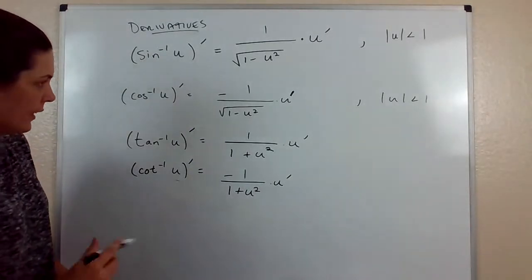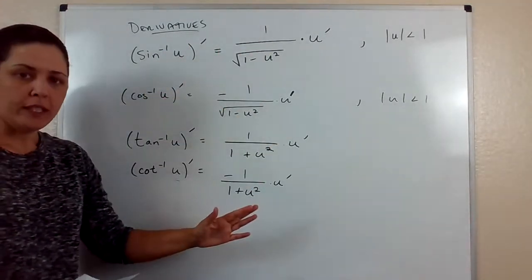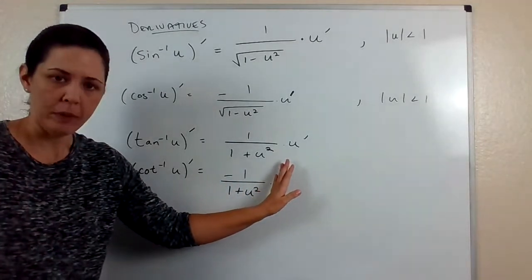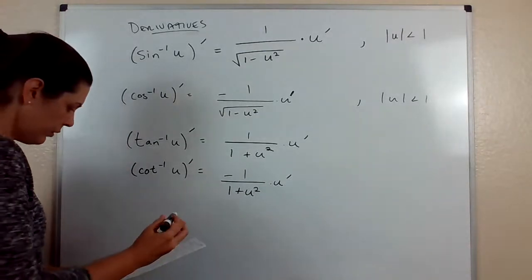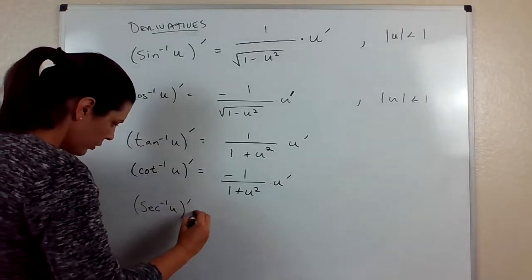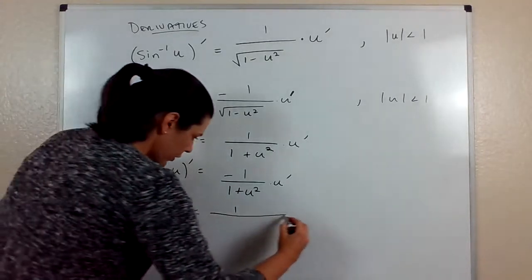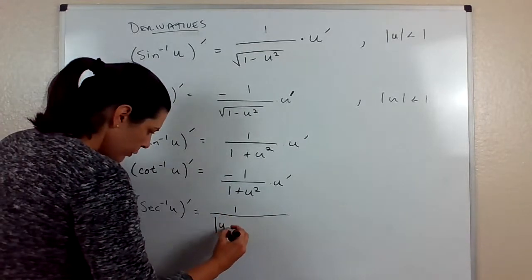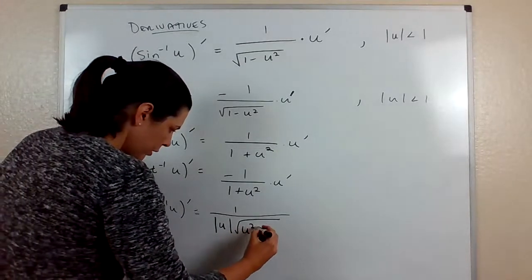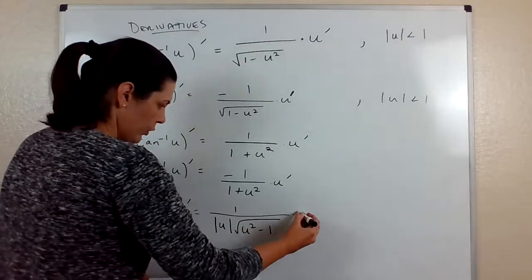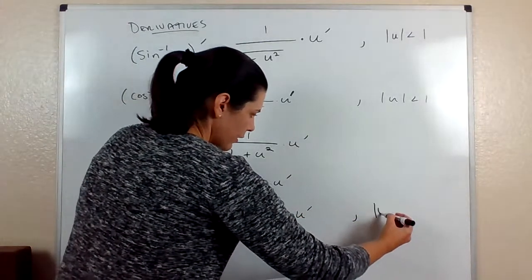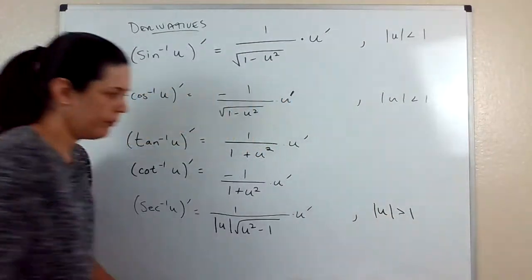Okay. And then remember, the u prime is just if you need it. It's for the chain rule if something's going on in this argument. So sometimes you're not even going to see anything back there. The last 2, secant inverse, the derivative of this is going to be 1 over absolute value of u times the square root of u squared minus 1. And then the chain rule, if you need it, times u prime. This one has our fine print. Absolute value of u is greater than 1.